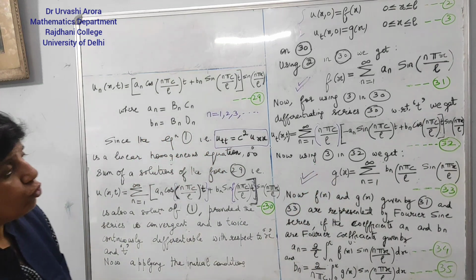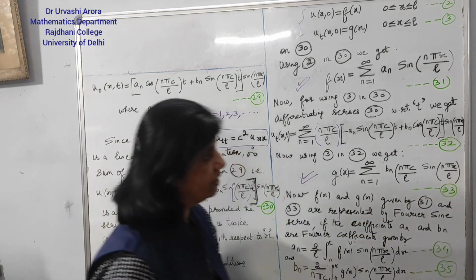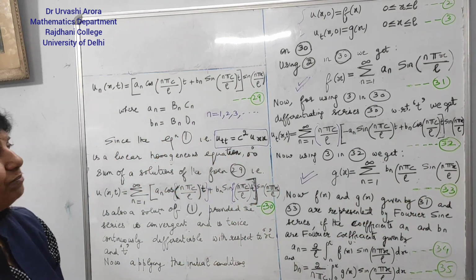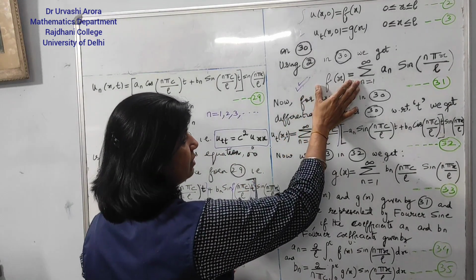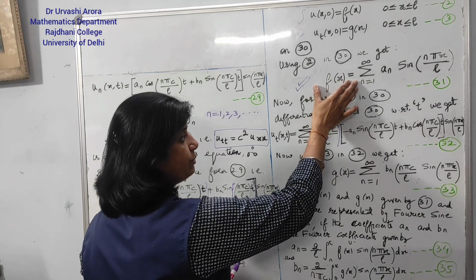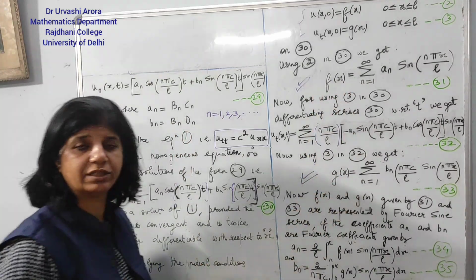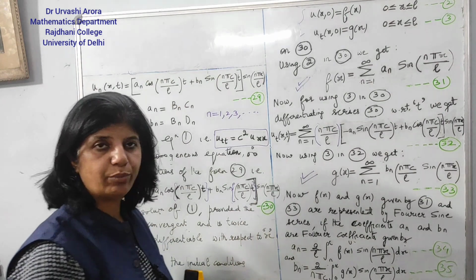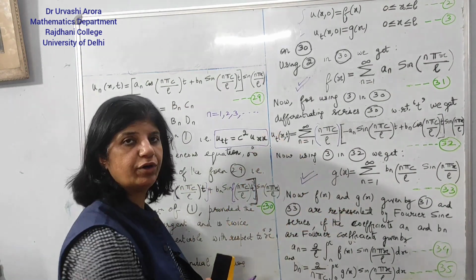So there are two series, and we have marked this as 33. So there are two series that we have obtained. One series gives you the expression for f(x), the other series gives you the expression for g(x), where f and g are prescribed functions. They will be already given to you in the question.